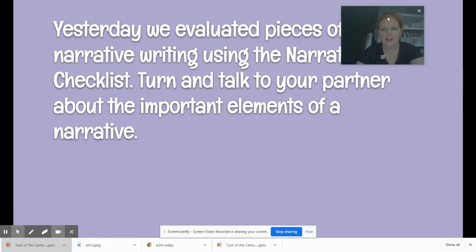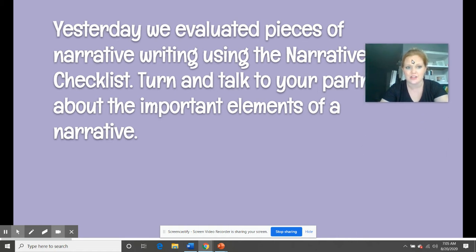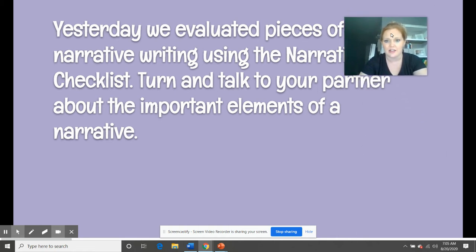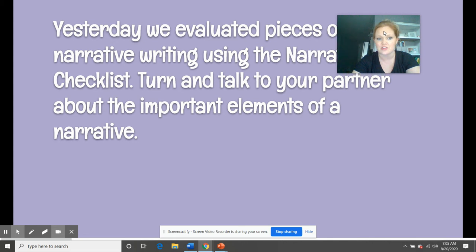So yesterday we evaluated pieces of narrative writing using that checklist. If we were in a class, you would be turning and talking to your partner about the important elements of a narrative, but right now I just want you to stop and think for just a moment about the first one that comes to your mind. So the important elements of narrative, remember we talked about dialogue, having characters, having a beginning, a middle, and the end. So if any of those things came into your mind, then you're on the right track. You're doing great.